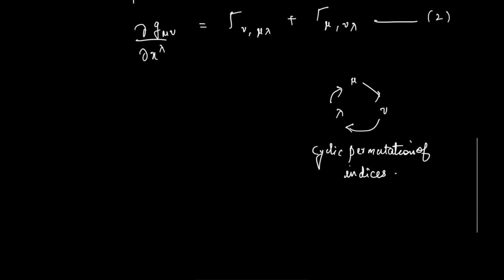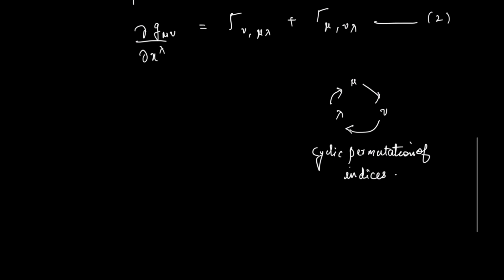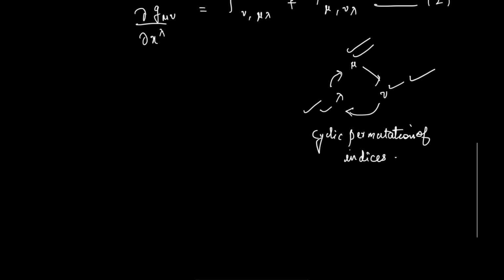Okay, so in equation number 2, wherever there is mu, I will replace it with nu, and wherever there is nu, I will replace it with lambda. Wherever there is lambda, I will replace it with mu. So that is the cyclic permutation of indices. Mu will go to nu, nu will go to lambda, and lambda will go to mu. So I am going to rewrite equation number 2.